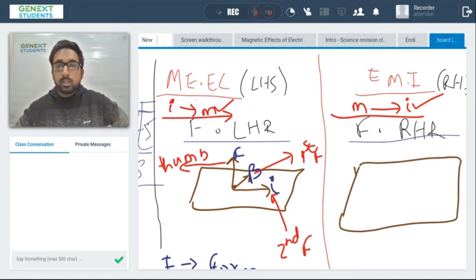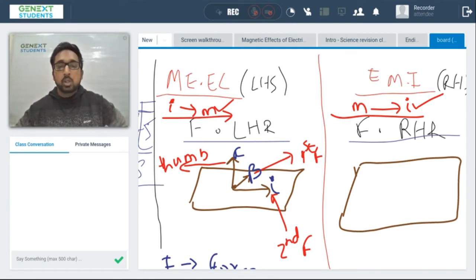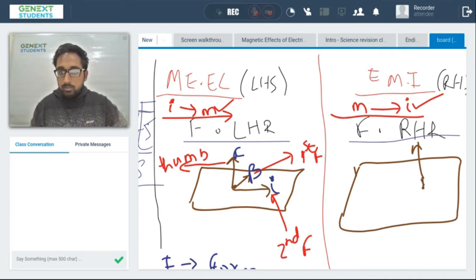So this is going to be Fleming's right hand rule. Now you will use your right hand. I'm going to draw it in a different manner, like this. So it is going upwards from this point, and it is going in this direction, right?